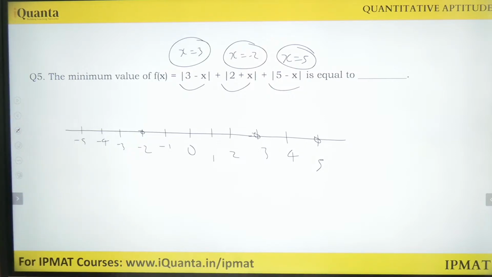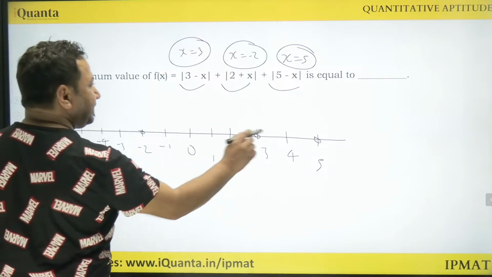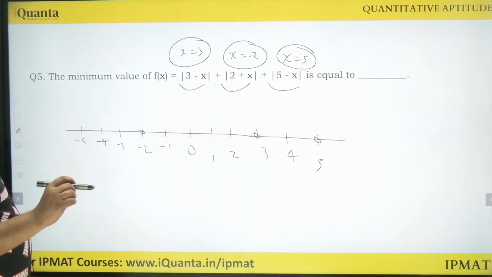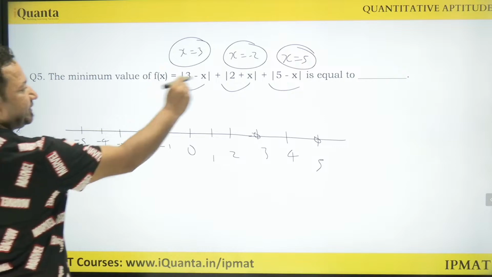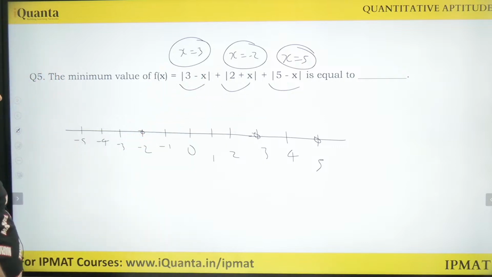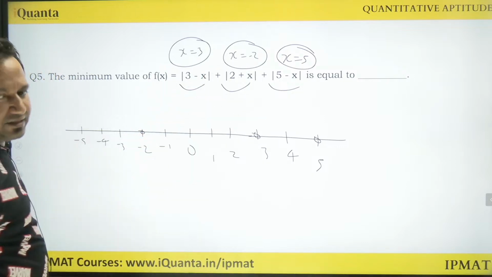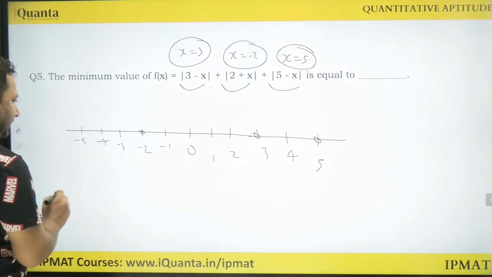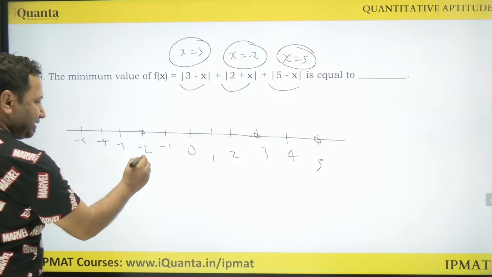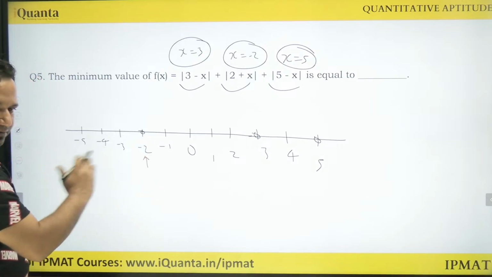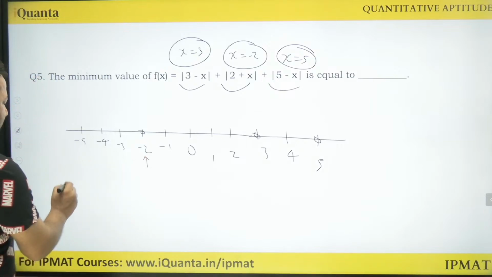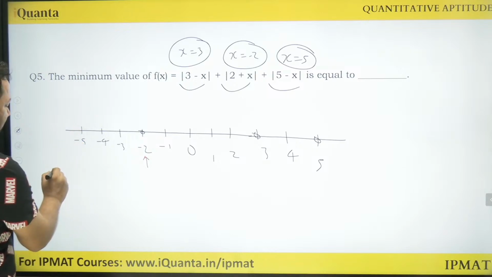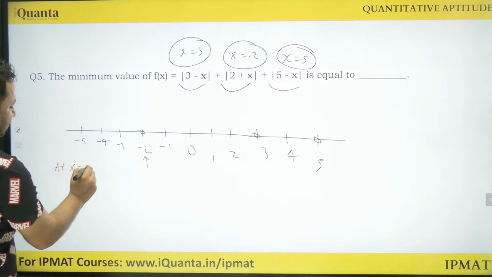So here we have 3 critical points: minus 2, 3, and 5. The points at which these become 0. So we have to analyze the behavior of the graph across these points. How to do that? First I'll check for minus 2 and across these points. So what happens if I put x equal to minus 2? At x equal to minus 2, what will happen?